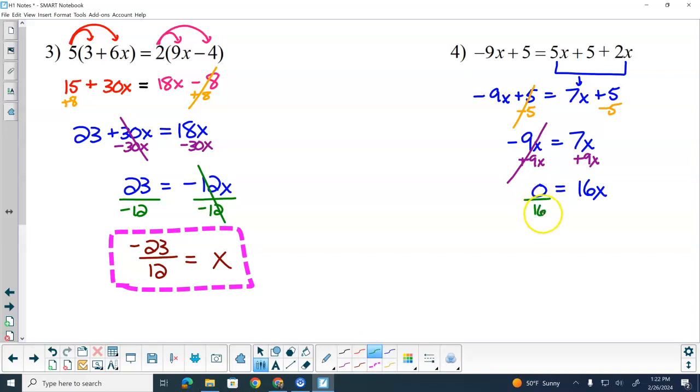Your x. I get x is 0. Yes? Zero. Right, let's do a rate of change problem.